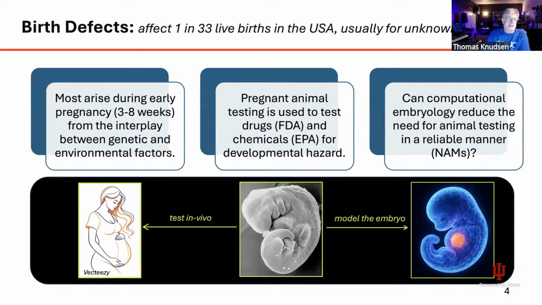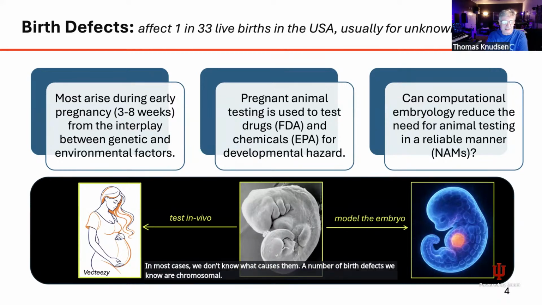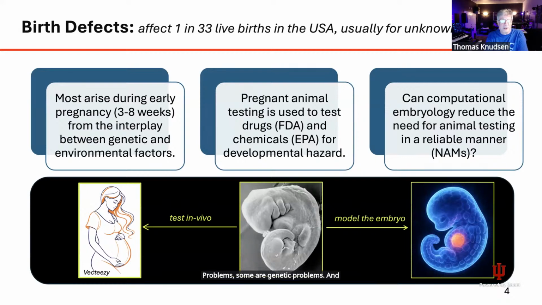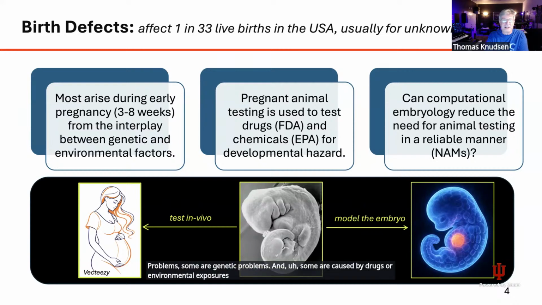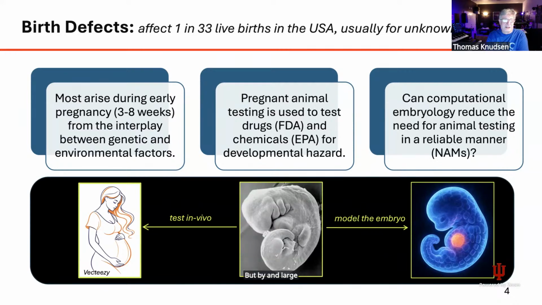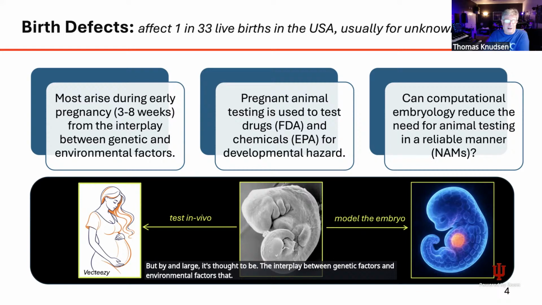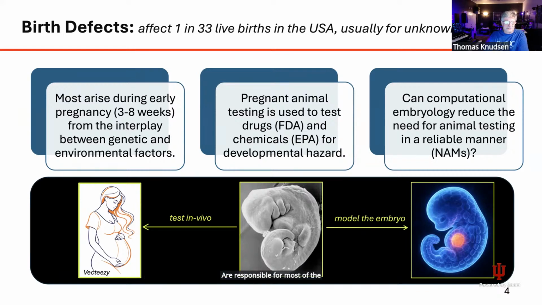So birth defects in this country affect 1 in 33 live births. In most cases, we don't know what causes them. A number of birth defects we know are chromosomal problems, some are genetic problems, and some are caused by drugs or environmental exposures during pregnancy. But by and large, it's thought to be the interplay between genetic factors and environmental factors that are responsible for most of the birth defects.